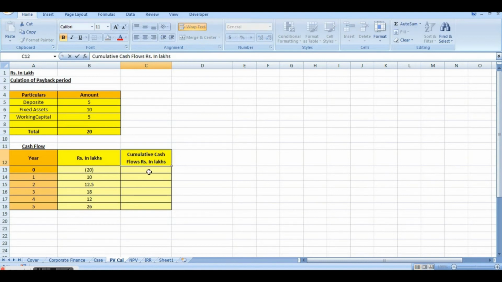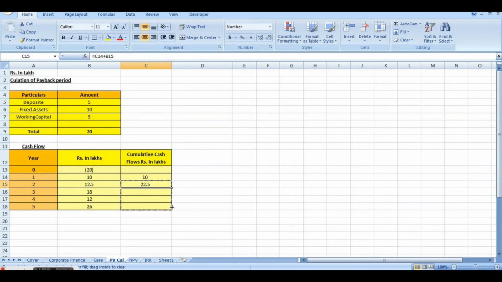Now in the first year you have 10 lakh as your inflow. In the second year, if you want to calculate the cash inflow, you can simply add the previous year's cumulative cash flow plus the current year's cash flow, and you can simply drag it now.